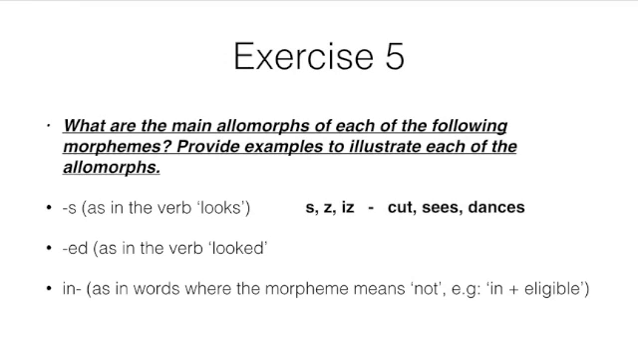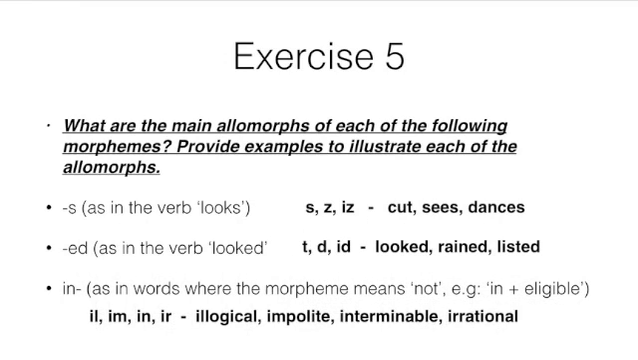For the second one, the past tense ed, the allomorphs it can have are the ones that you know: t or d or id. It can be pronounced t as in looked, it can be pronounced d as in the verb begged, or it can be pronounced d also in the verb rained, or it can be pronounced as id, listed, wanted.